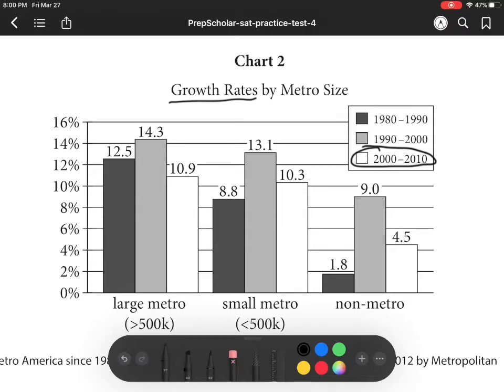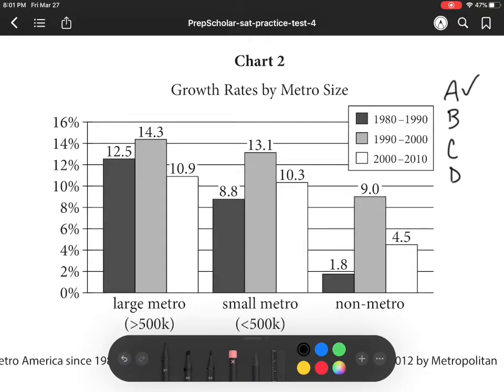And it already gives us the growth rates. And then it says less growth rate in metropolitan areas of all sizes than had taken place in the 1990s. Well, that's true because the growth rates in the two sized metropolitan areas, large and small, are less than what happened in the 90s because that was a greater number, a greater growth rate. So A is correct. But let's continue on. So A, correct.